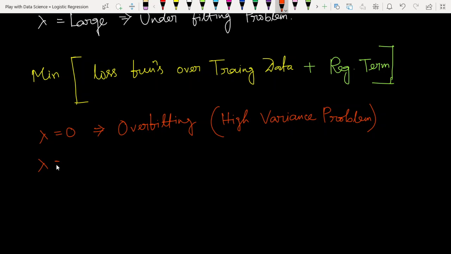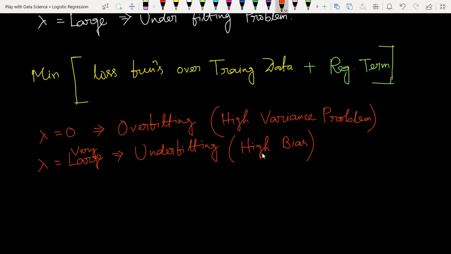If lambda is very large, then this is our underfitting problem. Then our model is underfitting. If lambda is 0, then overfitting, that is, we face a high variance problem. If lambda is very large, then we face the underfitting problem, and then we face a high bias problem.